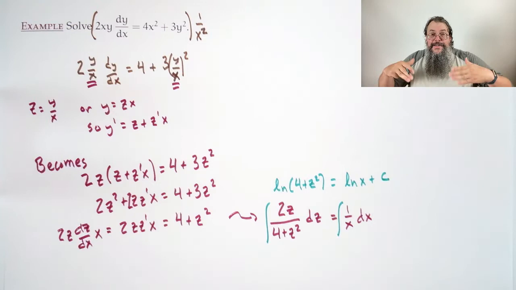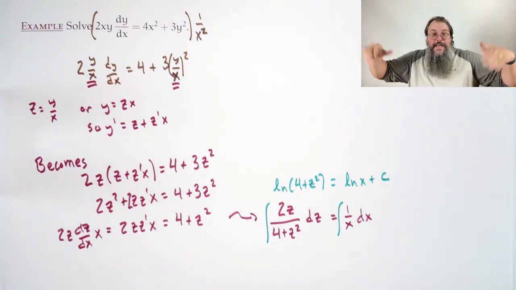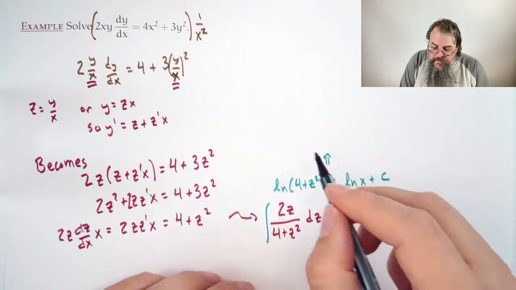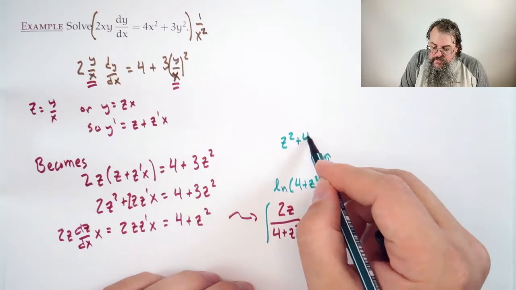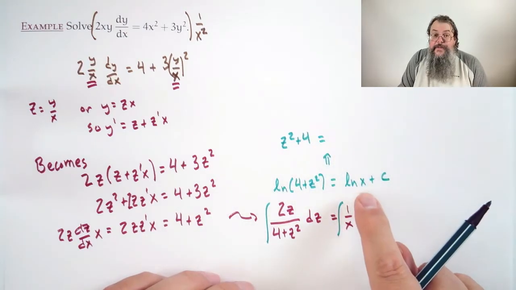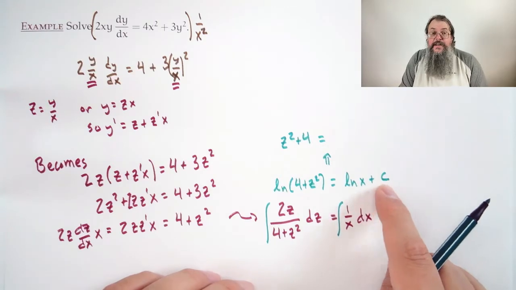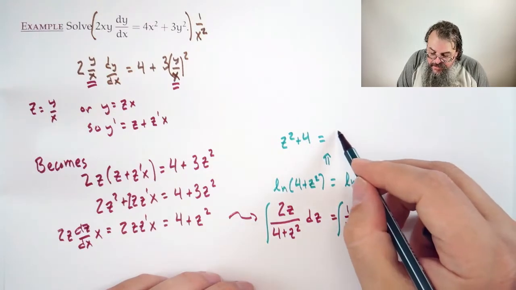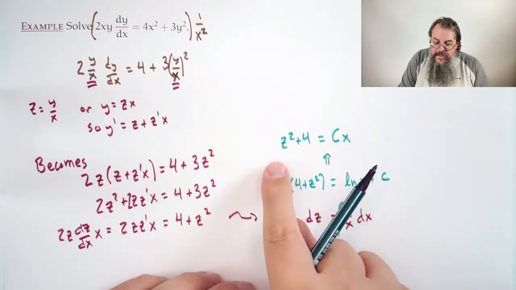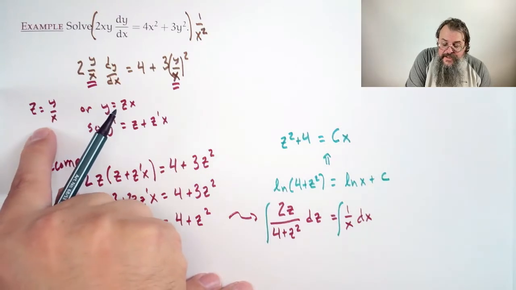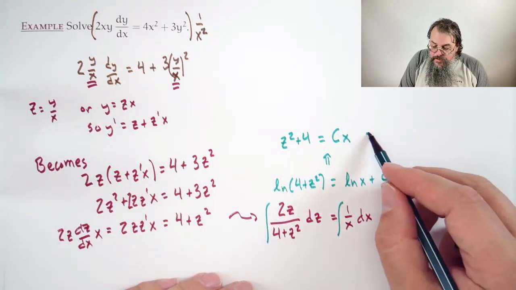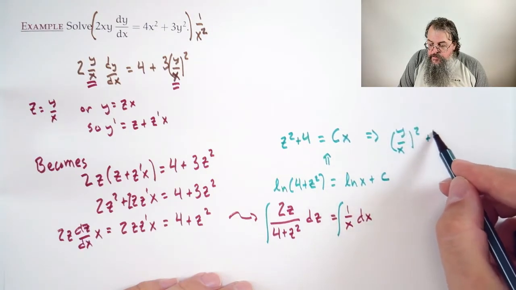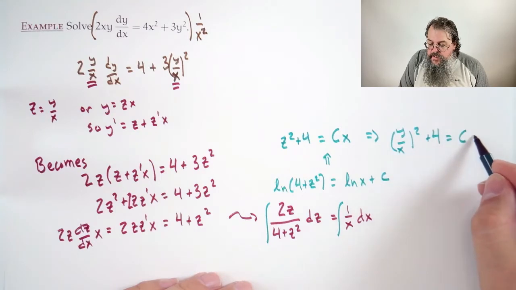Now here, let's take both sides. Since everything involved is log, we exponentiate both sides. And this will become, after we simplify, z squared plus 4 will be equal to e to the log x, which will be x, times e to the c, which will be a constant, but they're no longer being added, they're being multiplied. So since e to the c is a constant, we'll write constant x. Now, we're not done because we got to replace z. So this would become y over x quantity squared plus 4 equals some constant x.